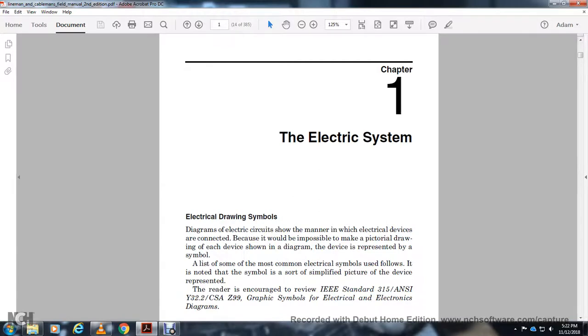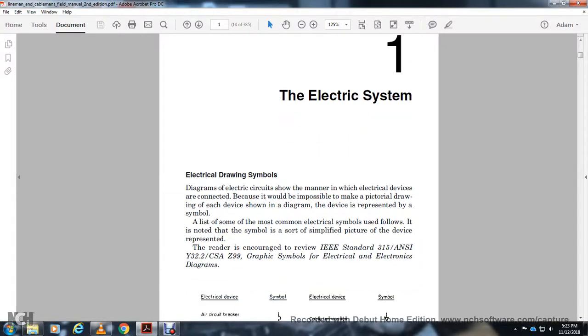Electrical drawing system diagram. Electrical circuits show the manner in which electrical devices are connected, because it would be impossible to draw each of the devices shown in the diagram. The devices are represented with a symbol. A list of some of the most common electrical symbols used is as follows. Note that the symbols are some sort of simplified picture of the device they represent. Readers are referred to review IEEE Standard 315, ANSI Y32.2, CSA Z99, graphic symbols for electrical and electronic diagrams.